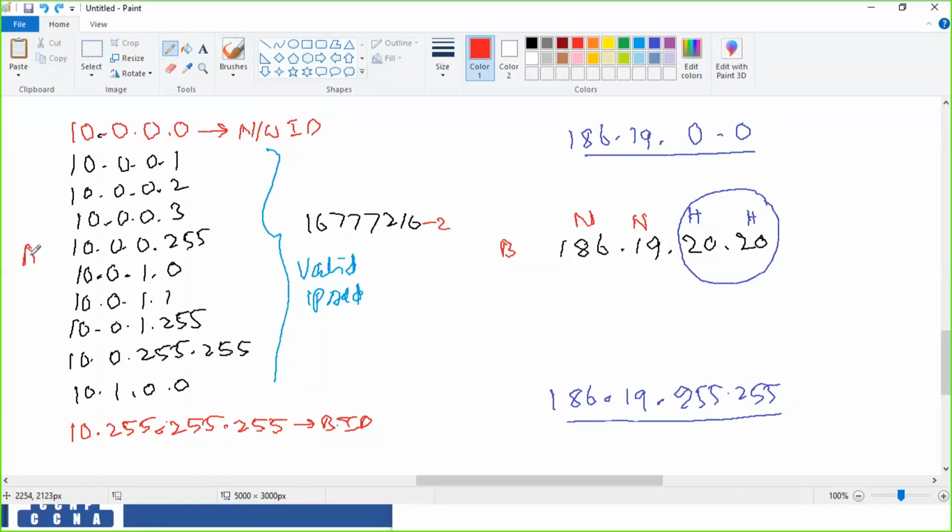Even for a class A example, it is the same. See, for class A, the first octet is network, then host, host, host. In the host portion, you make it zeros, that is the network ID. In the host portion, all 255 is the broadcast ID.